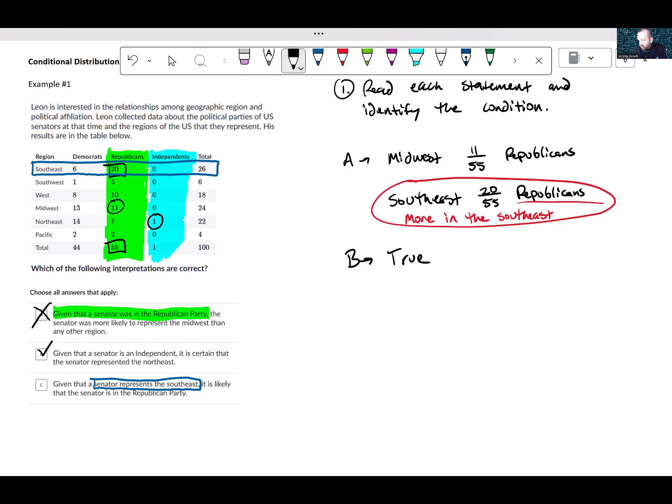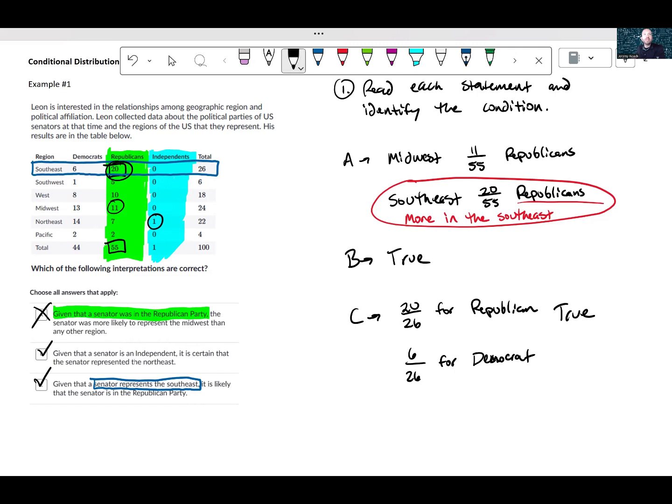If we wanted to be more exact, we could say that the likelihood of a senator being in the Republican Party is 20 out of 26 for Republican in the Southeast, and 6 out of 26 that they are a Democrat from the Southeast. Okay, so this one's true also. It's more likely that they are Republican, and we just so happen to have that same 20 there that we're using for this one. Okay, so B and C are both true for this problem.